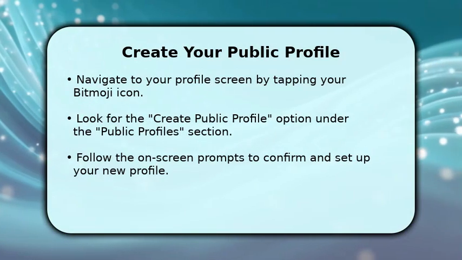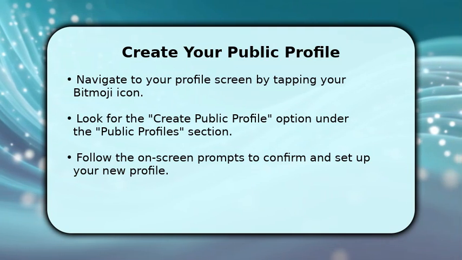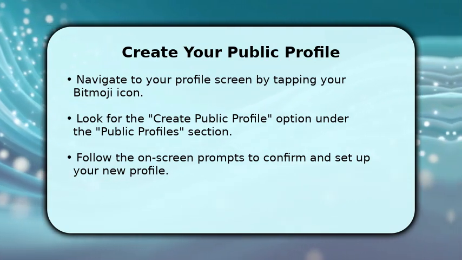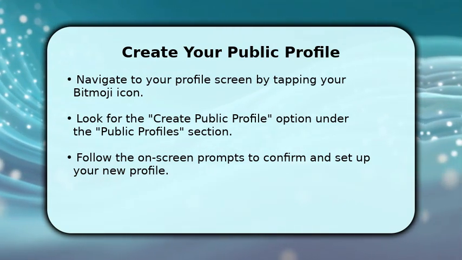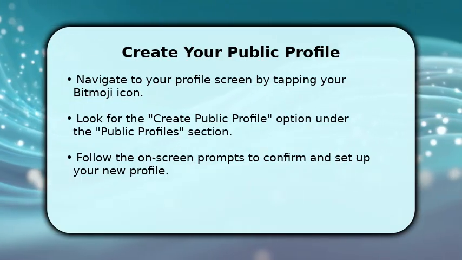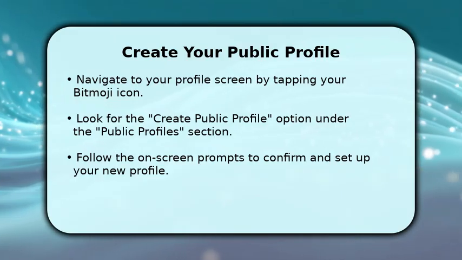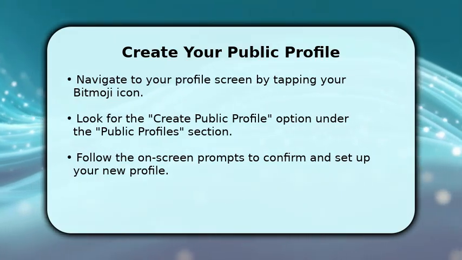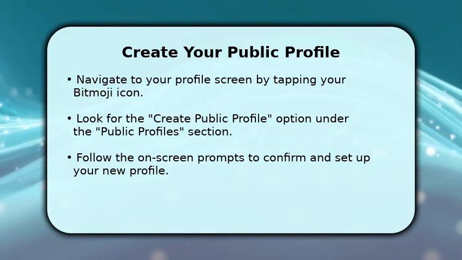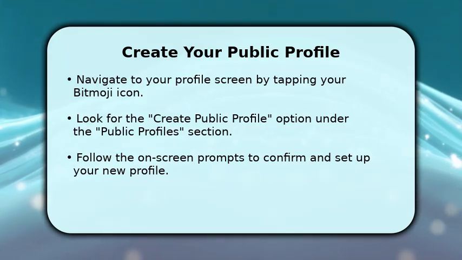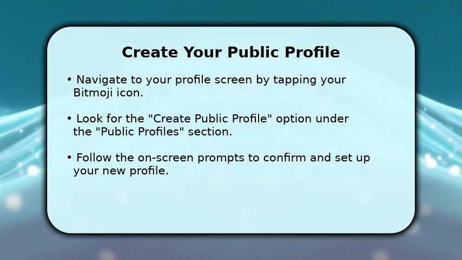Once you meet the requirements, creating your public profile is straightforward. Tap your Bitmoji icon to go to your profile screen. Scroll down until you see the Public Profiles section, then select Create Public Profile. Follow the simple on-screen instructions to confirm your choice and begin setting up your new public presence on Snapchat.